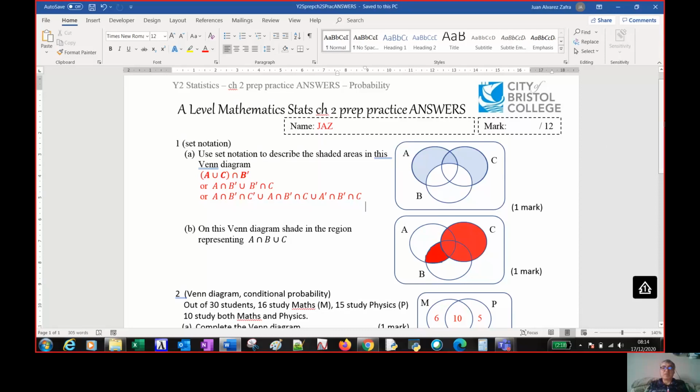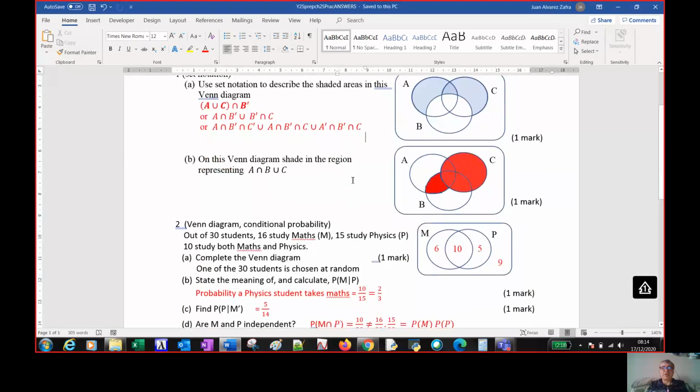Part B, we want to do the reverse. So with part B, we want to find the region which is given by A and B or C. Because there are no brackets here, this means A and B, which is these 2 regions here, which is the overlap between A and B, or C, which is the region inside C.